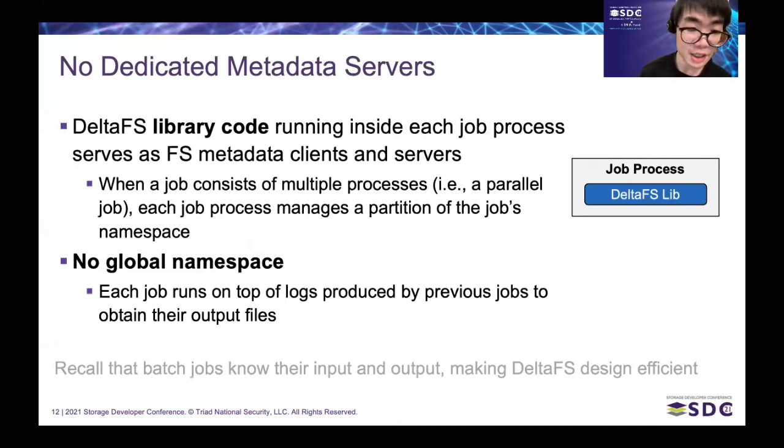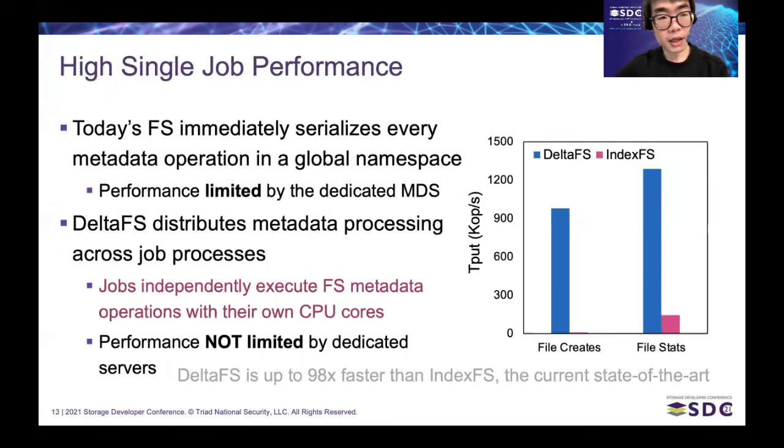The idea is that each job basically runs on top of logs produced by previous jobs to obtain their input, and we don't maintain a global namespace. This ensures that DeltaFS runs efficiently and does not have any global synchronization. Getting rid of a global namespace enables DeltaFS to have very high single job performance.